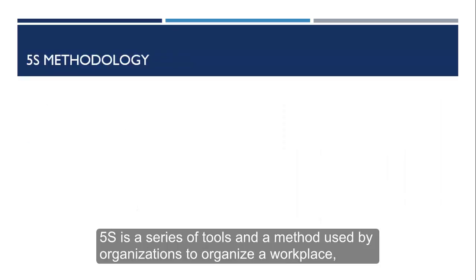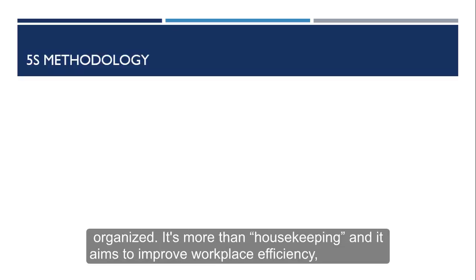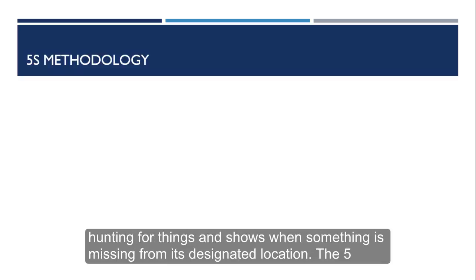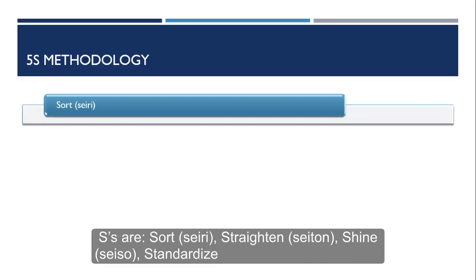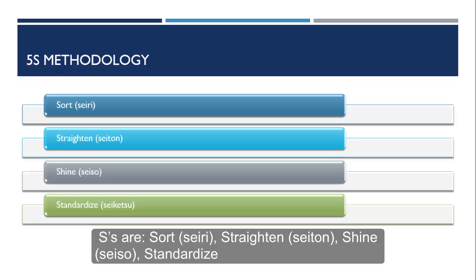5S is a series of tools and a method used by organizations to organize a workplace, especially a shared workplace, like an office space or shop floor area, and keep it organized. It's more than housekeeping, and it aims to improve workplace efficiency, morale, and safety. Assigning everything that is needed a specific location saves time hunting for things and shows when something is missing from its designated location. The 5 S's are sort, straighten, shine, standardize, and sustain.